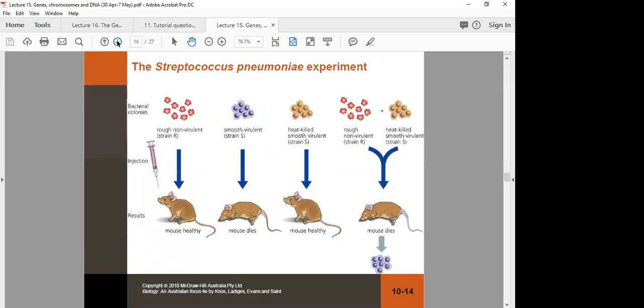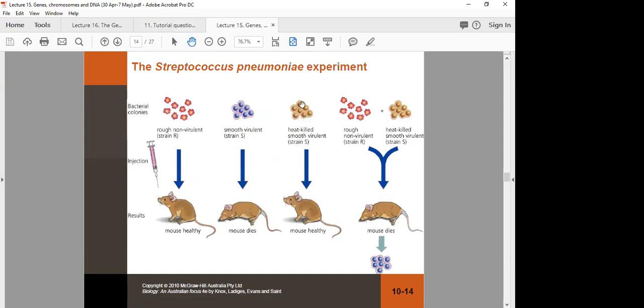So let's look at what they did with Streptococcus pneumoniae. They took the non-virulent bacteria that you can see here and injected those cells into mice. The mice remained healthy, no problem there. They injected the smooth, virulent strain into mice, and the mice died.